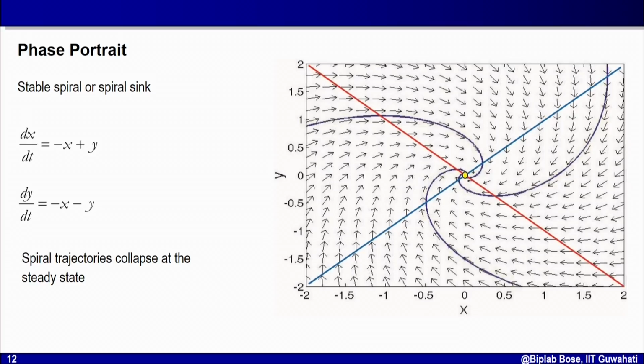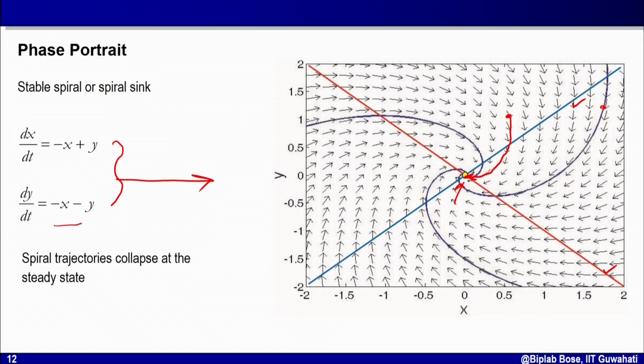Now comes another type of phase portrait. I have taken two ODEs, dx/dt equal to minus x plus y and dy/dt equal to minus x minus y. These two ODEs are represented by this phase portrait. Again, I have two null lines here shown by the colored lines, and the arrows represent dy/dx. And the intersection point of the null lines is the yellow dot, which is showing the steady state. If you start from anywhere, suppose here on this phase plot, then the arrows tell you that you will follow this path and collapse at the steady state.